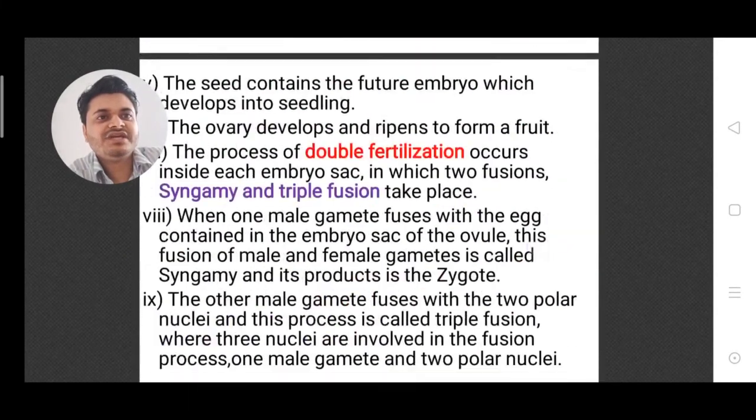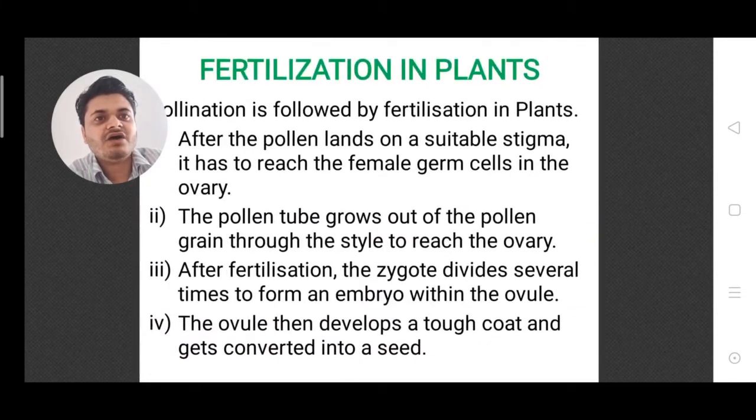Next you can see fertilization in plants, how fertilization takes place in a plant. After pollination is done, fertilization comes. Pollination is followed by fertilization in plants. So what are the steps? After the pollen lands on a suitable stigma, it has to reach the female germ cell in the ovary. So the pollen tube grows out of the pollen grain through the style to reach the ovary.